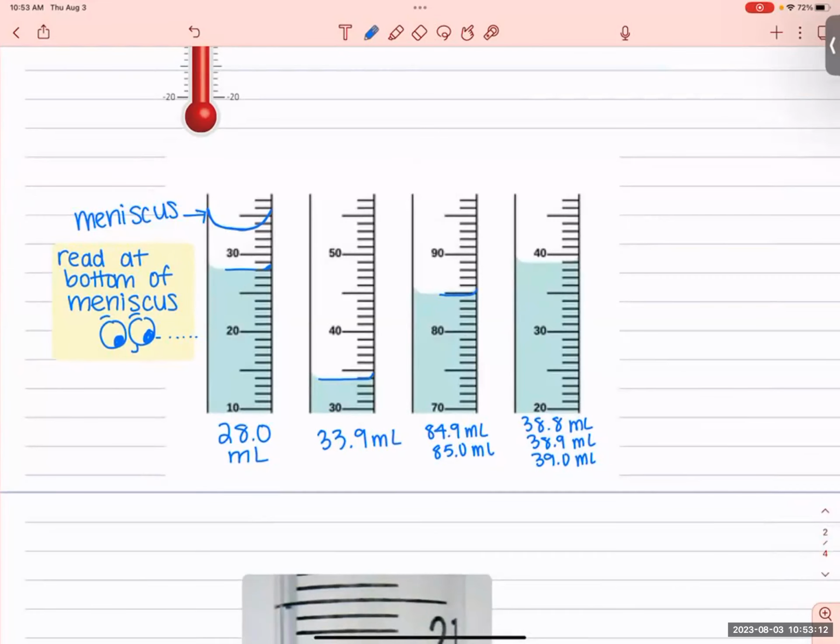Okay. Once you get measuring, when you have the right number of digits and decimal places for an instrument, every reading will have the same number of decimal places. So like, even though these are some zeros on the end, you're still going to have one digit after the decimal.